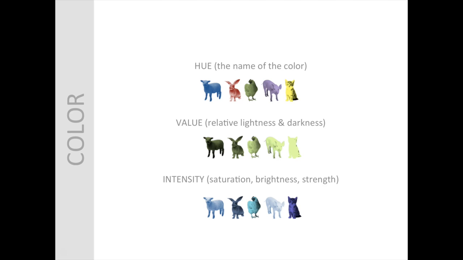Color is divided into three different terms. One is hue, which is the name of the color, so that would be like blue, red, green, purple, or yellow. One is value, which is the relative lightness and darkness, as we saw in the last slide, but that also has a relationship to color. So green can be multiple greens. It can be a dark green or a light green. We think of dark colors in terms of shade and lighter colors in terms of tint. There's also an intensity to color, which is its saturation, brightness, or strength.